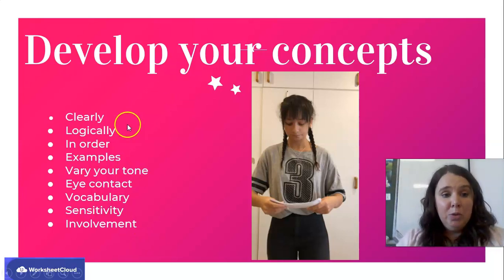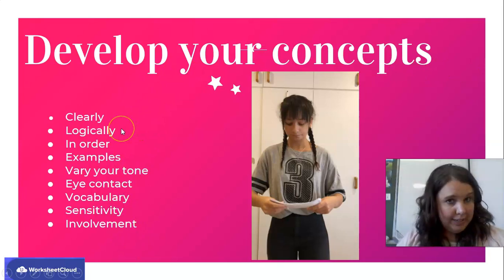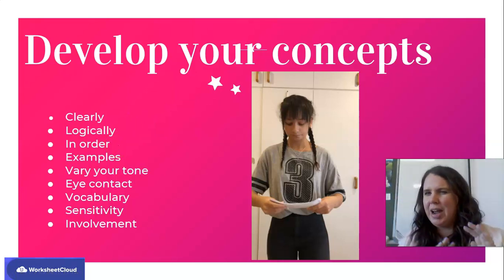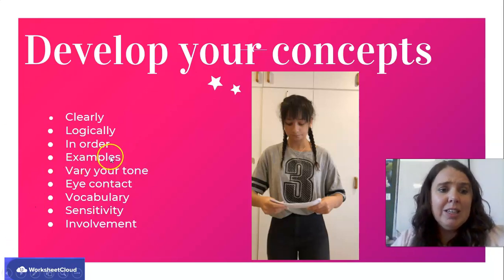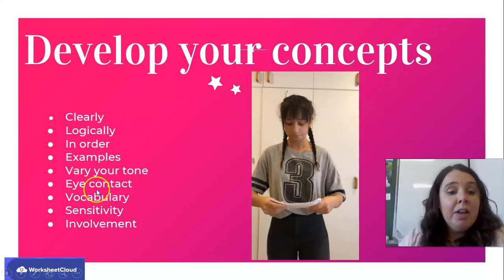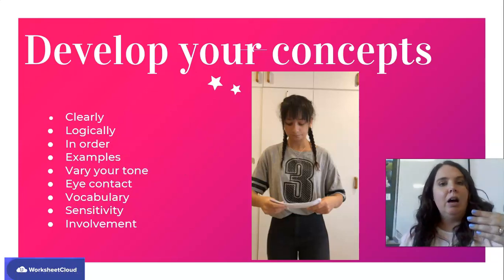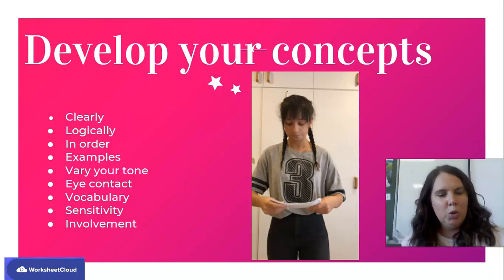Now, when you develop your concepts, you have to make sure you do it clearly, logically, in an order. You don't want to be speaking here and then there, and then your crowd is not sure what you're actually doing or where you're going with your speech. Give examples. Real life examples are so great because people can always then relate. Vary your tone. You'll hear Jordan's very, very good at this, she speaks a bit louder and then softer if she's being serious. She makes sure she emphasizes certain words. It really does also captivate.